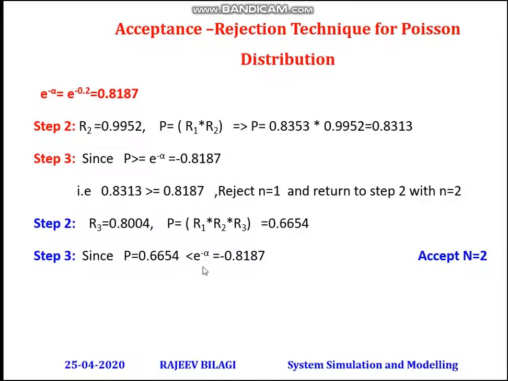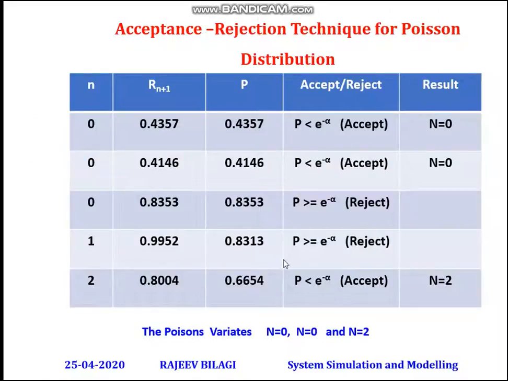So this value is again less than e to the power of minus alpha, that is 0.8187. So here again the condition is satisfied, then we accept n is equal to 2. Now the same thing I have represented here in the form of a table. If you look at all these random variables and the new values of p at each and every step, and when they are accepted, here it is accepted, in the second step it is accepted, and here it is accepted.